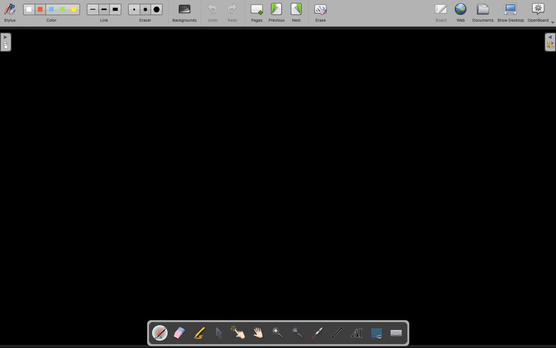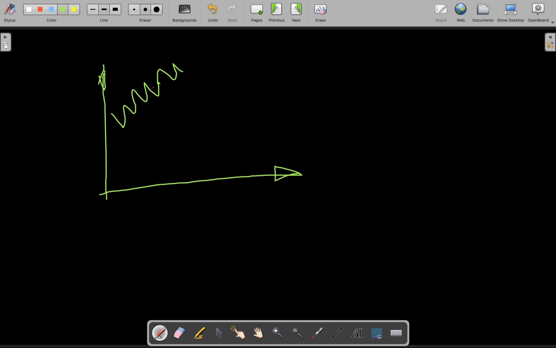Let me draw a diagram of a mean stationary process. Suppose I have something like this, where my variance is constant, but my mean is not. So this is not a mean stationary process. This is a variance stationary process.